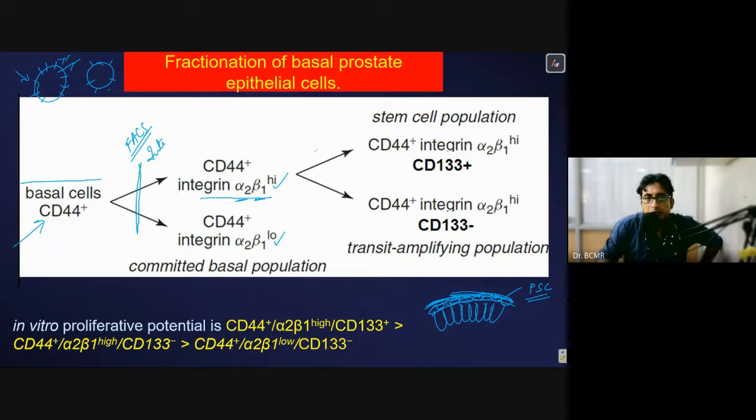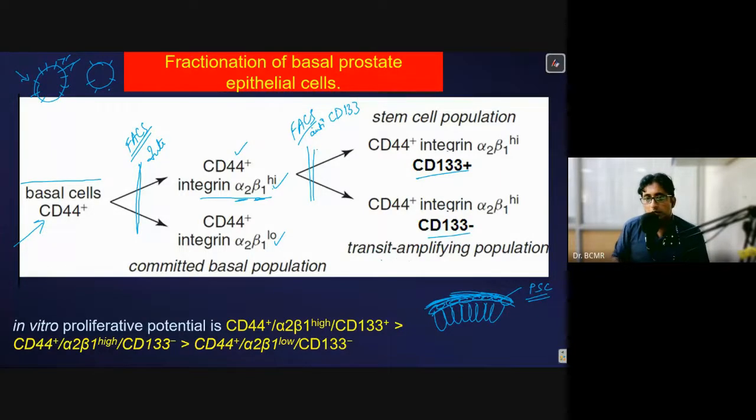Then they took CD44 plus, integrin alpha 2 beta 1 high cells, and performed another FACS. This time they used antibodies against CD133. So you get two populations, CD133 plus and CD133 minus.